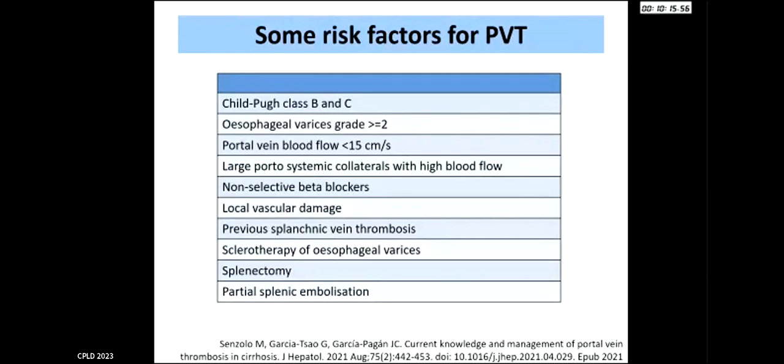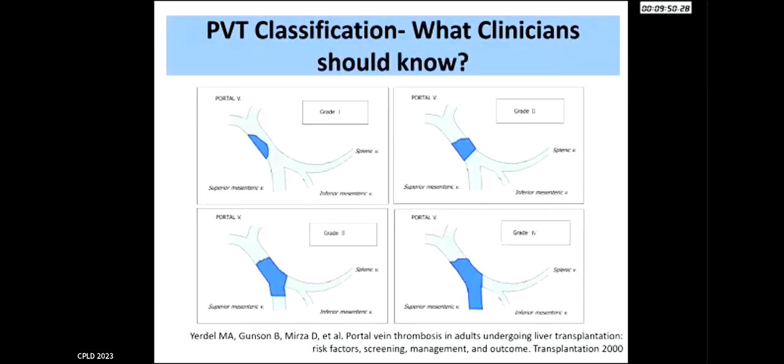But common factors which we must understand in our practice are those who have advanced cirrhosis, Child B to Child C, high grade varices, where the portal vein flow is getting low or static, and large collaterals which are shunting the blood away. Also, injudicious use of non-selective beta blockers, again lowering the portal flow, and so on. So these are some of the factors which contribute to portal vein thrombosis in a cirrhotic.